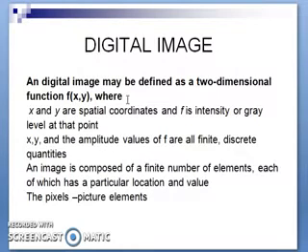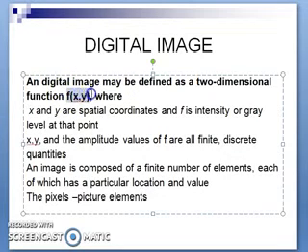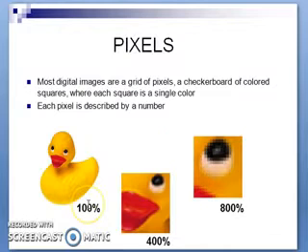Now, what is a digital image? A digital image can be defined as a two-dimensional function f of x comma y, where x and y are spatial coordinates and f is the intensity or gray level at that point. This x and y and the amplitudes of f are all finite discrete quantities, and you can see that an image is made up of a finite number of elements which are nothing but the pixels, or we call it as the picture elements.